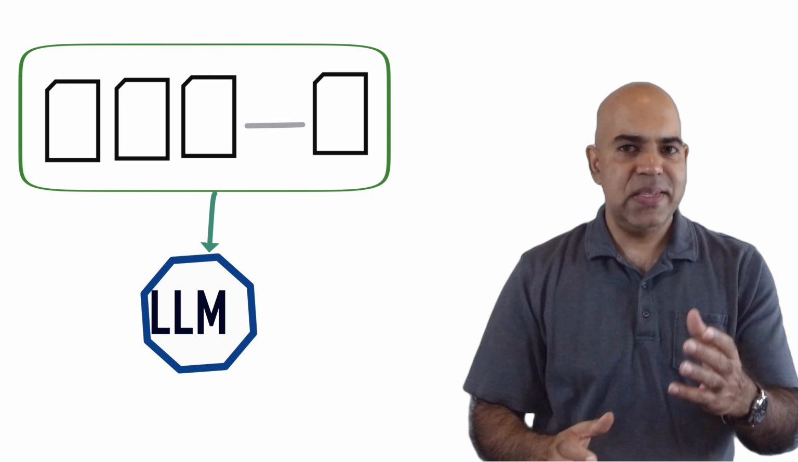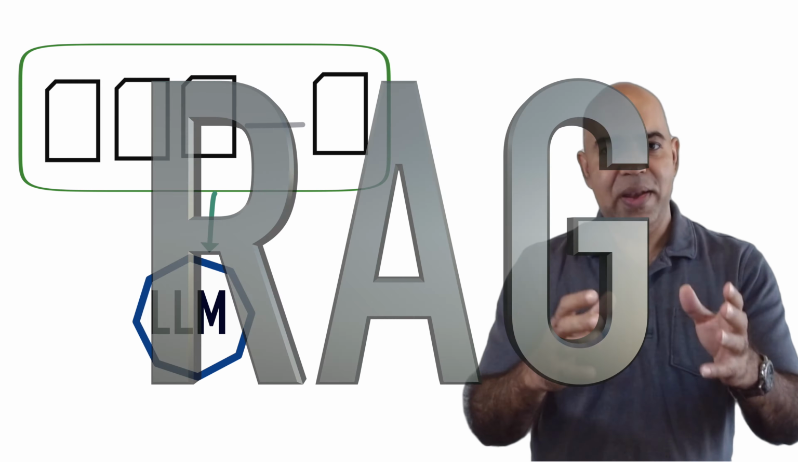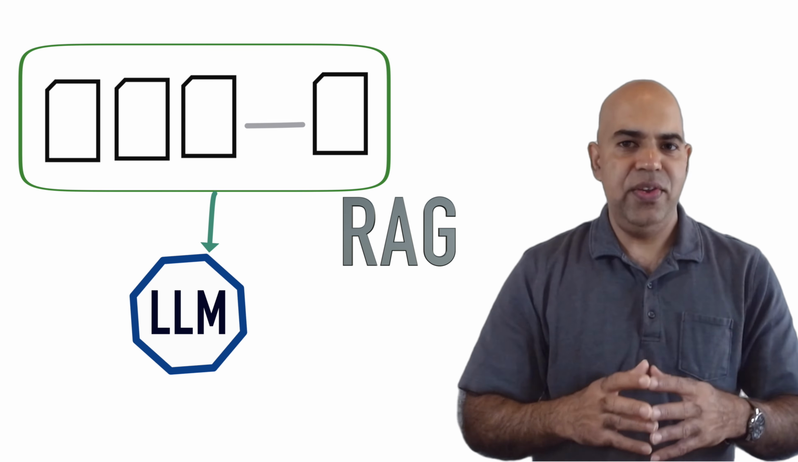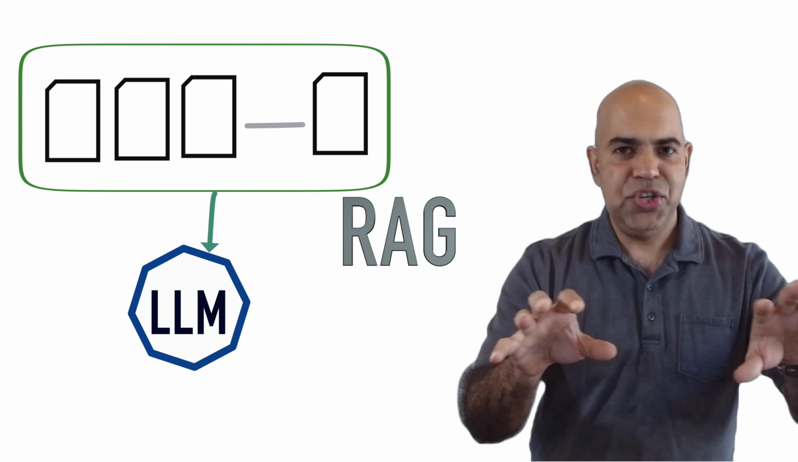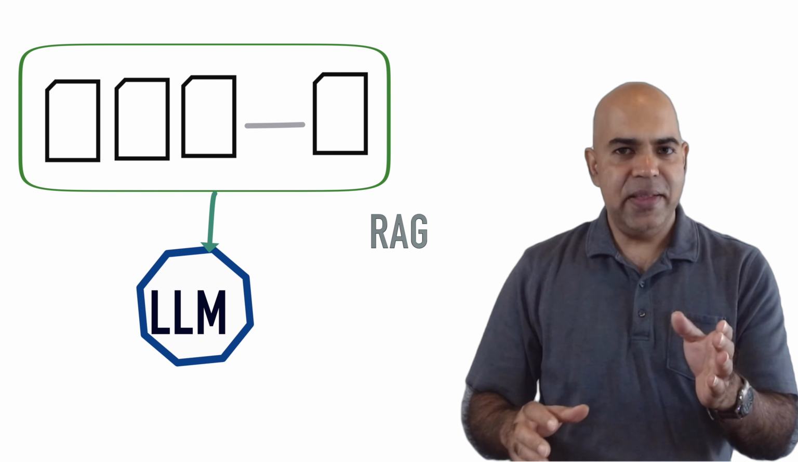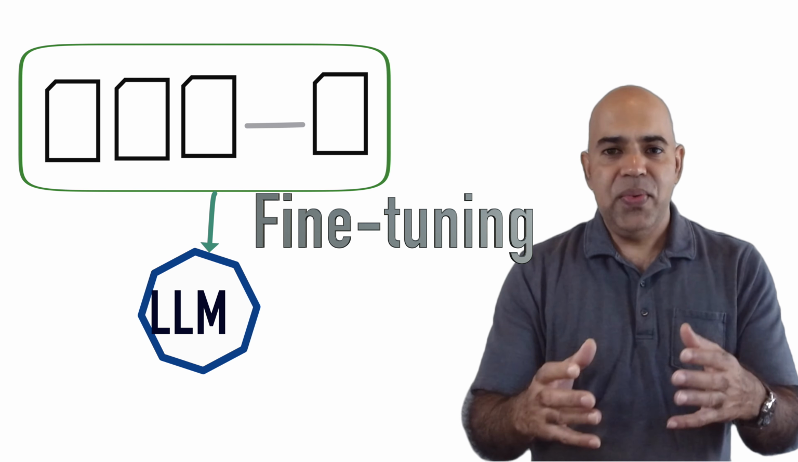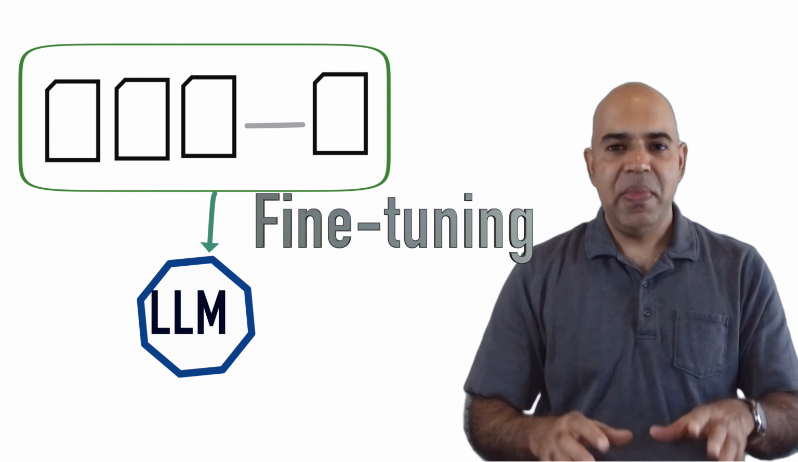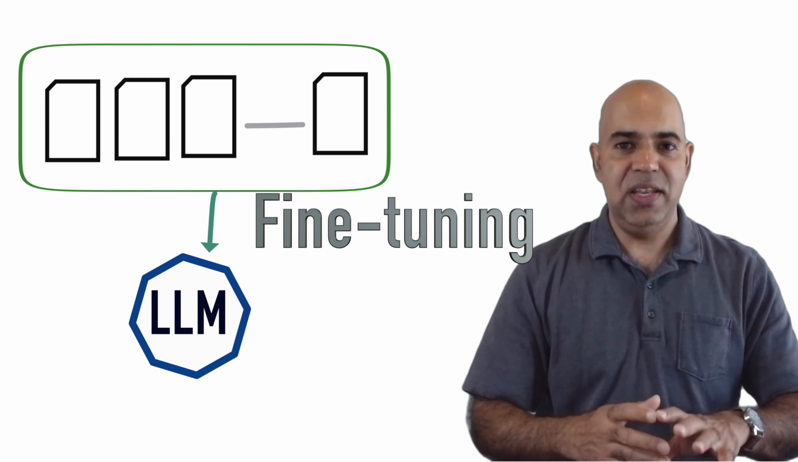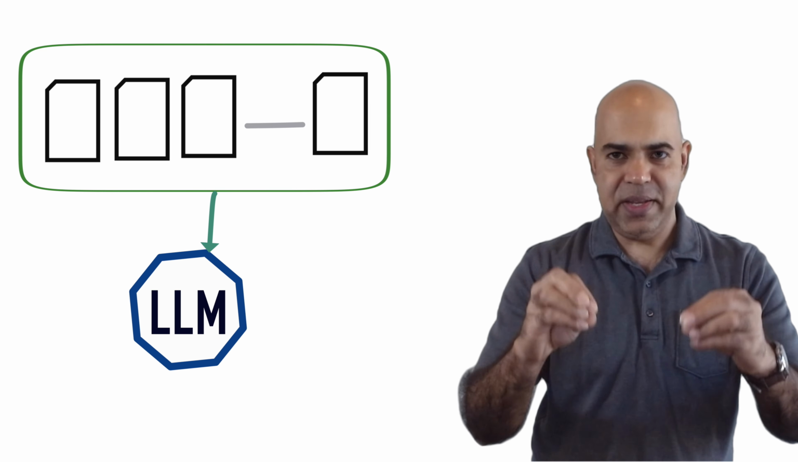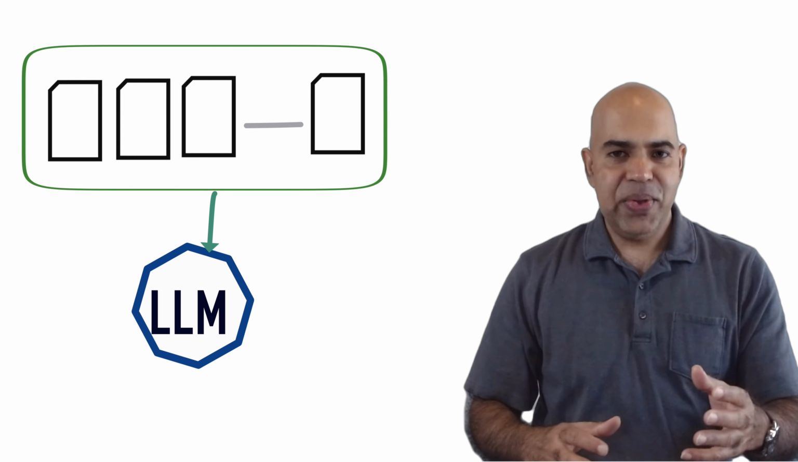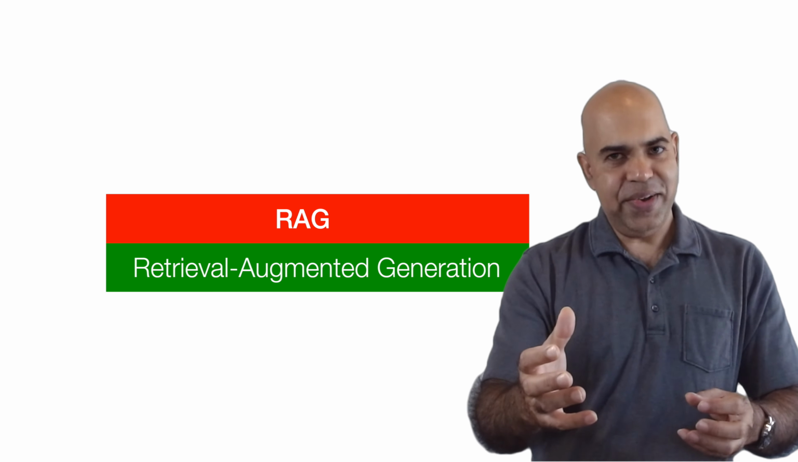There are two ways you can target this problem. One is RAG, that is Retrieval-Augmented Generation, which is today's topic. The other one is fine-tuning. We are not covering fine-tuning today. I have some other videos on fine-tuning, which I will link from the description section below. Okay, let us discuss Retrieval-Augmented Generation, or RAG.